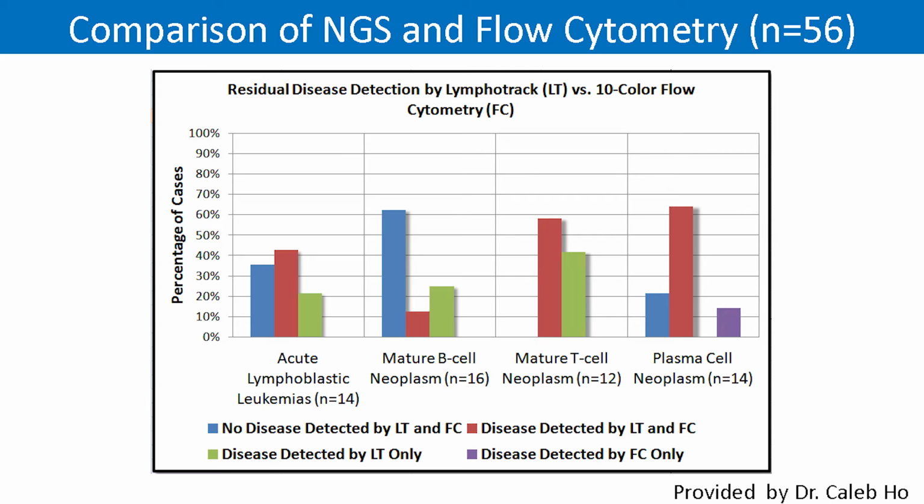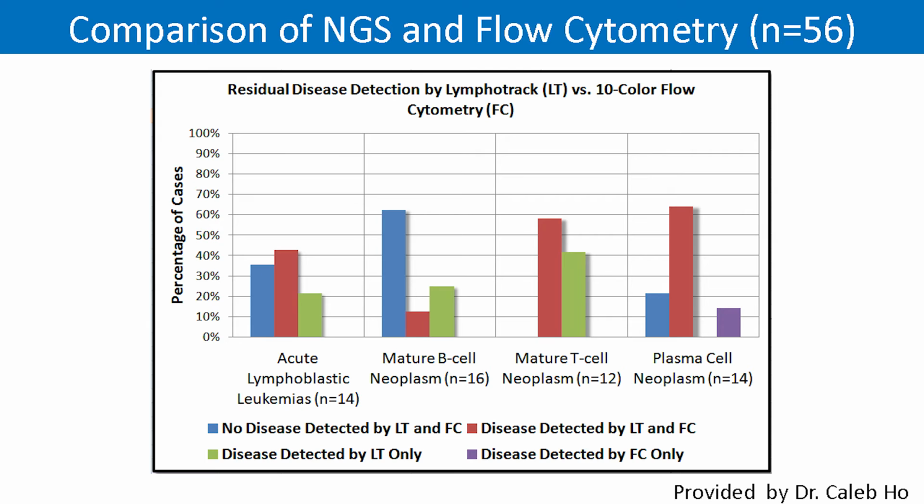Here we're comparing the results of the flow cytometry and the LymphoTrack assay. What you can see here is that the blue is no disease detected by the LymphoTrack or the flow cytometry, and that's many of the cases. The red bar is when disease is detected by both the LymphoTrack and the flow cytometry.